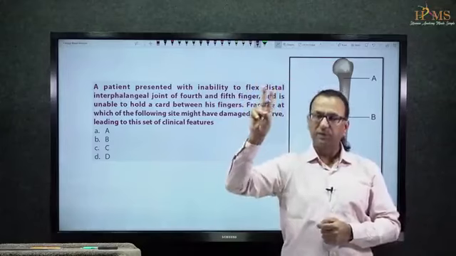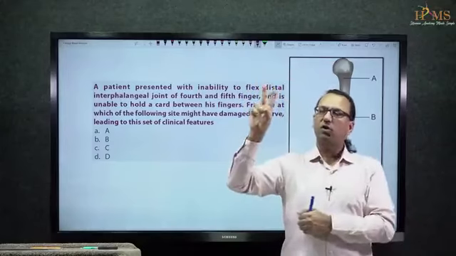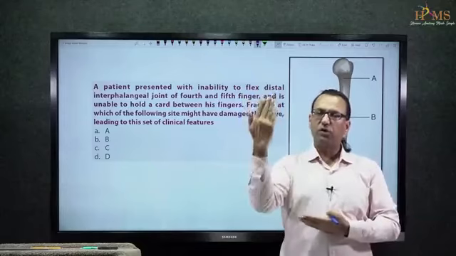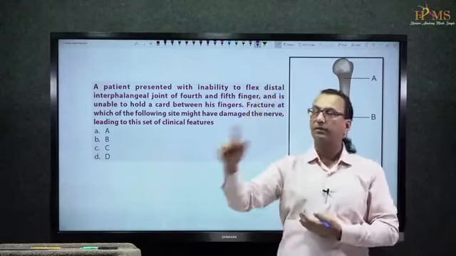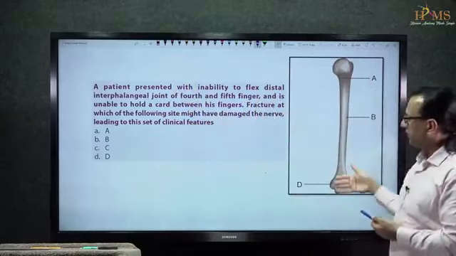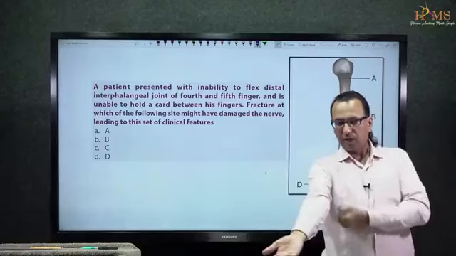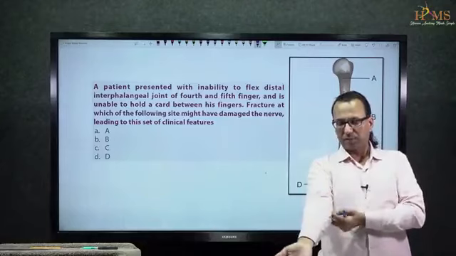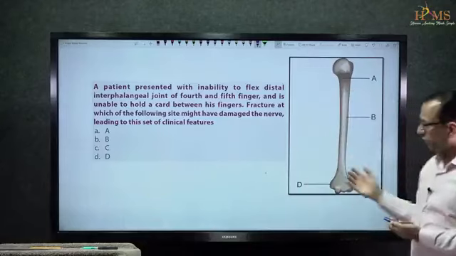And if it is not happening, remember the palmar interossei or the dorsal interossei, all the 8 interossei, 4 palmar and 4 dorsal, are supplied by the ulnar nerve. So it is obviously an ulnar nerve injury. The ulnar nerve is related to the area behind the medial epicondyle. So it may be a fracture of the medial epicondyle, and the nerve passing behind that could have been injured.